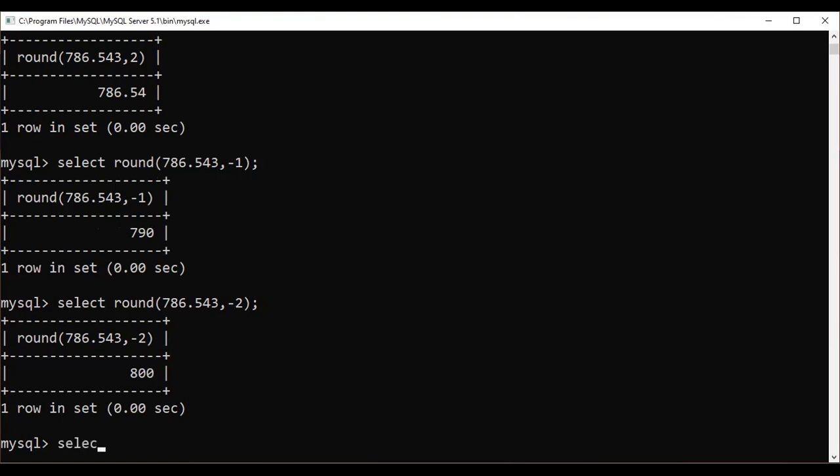If I say select round of 786.543, -3, what will be your output? Minus 3 means what? Here, isn't it? This is the number before 7 and this is the place. Here there is no number, but we can keep it as 0. 0 has no value, but since there is a position, we assume that this is a 0.